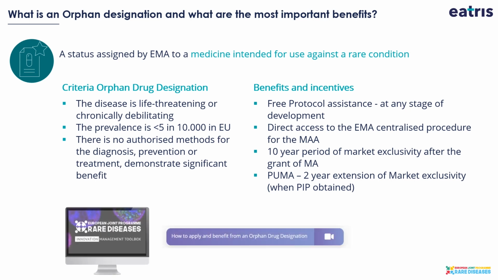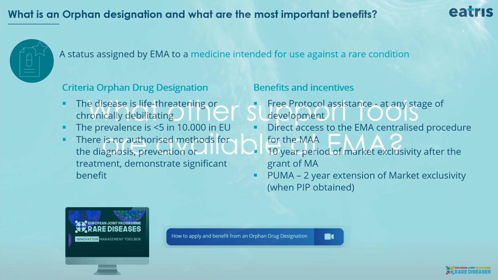A dedicated video on how to apply and benefit from an orphan drug designation is available on the Innovation Management Toolbox. In this video, we will explain how to prepare your application form and submit it via the EMA submission portal called IRIS. We will also explain what protocol assistance entails and what questions can be discussed. And finally, we will address how to manage post-designation activities and where to find useful information to build your drug development strategy.